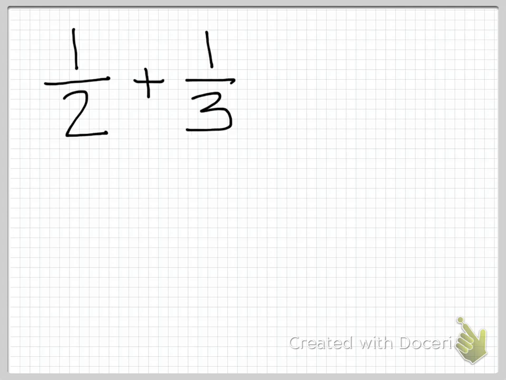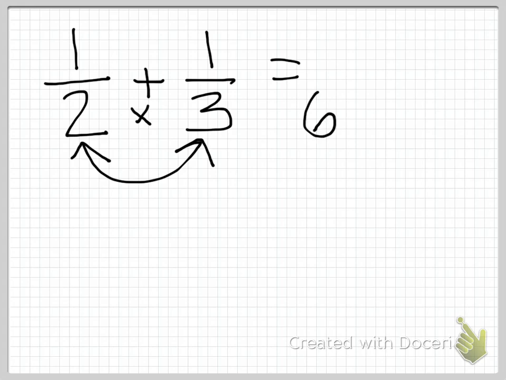But what do you do when the denominators aren't the same, which often happens? So let's take a fraction like 1/2, and let's add that to 1/3. Well, what you need to do is you need to find a common denominator. You need to find a number that 2 and 3 can both go into. There's a couple ways to do this. I know, for example, that 2 and 3 both go into 6, because 2 times 3 is 6.